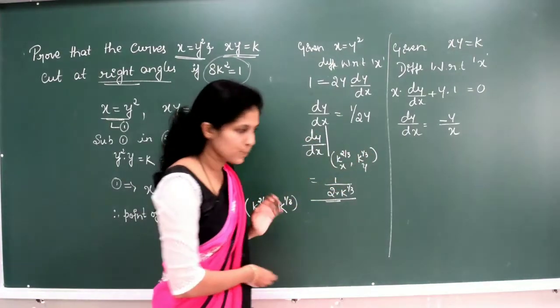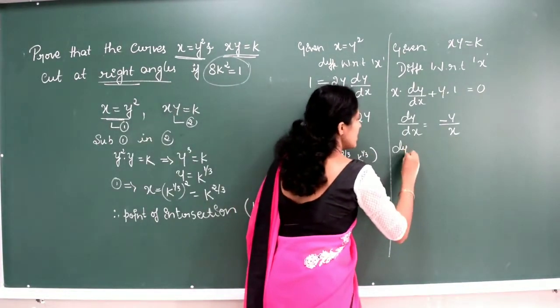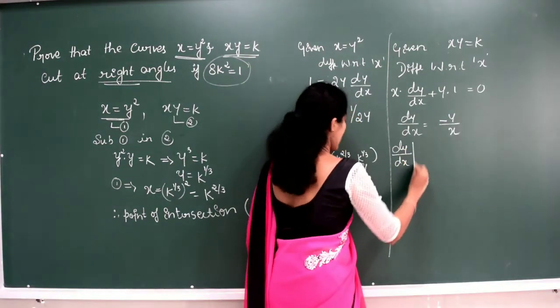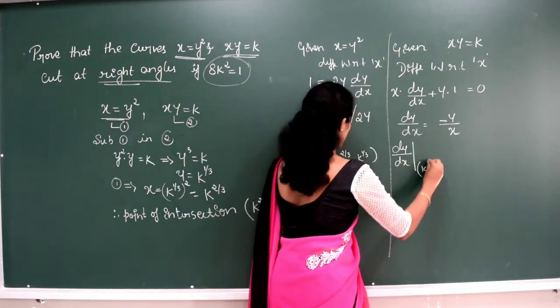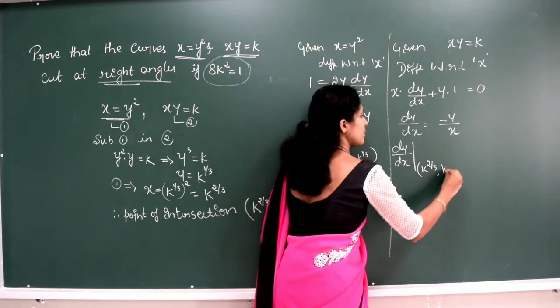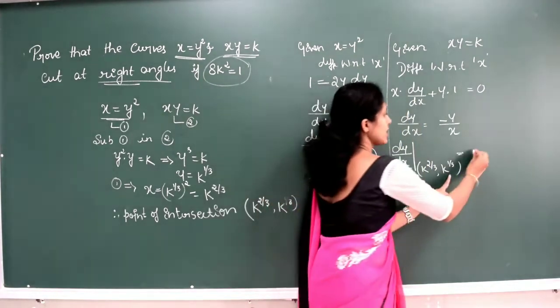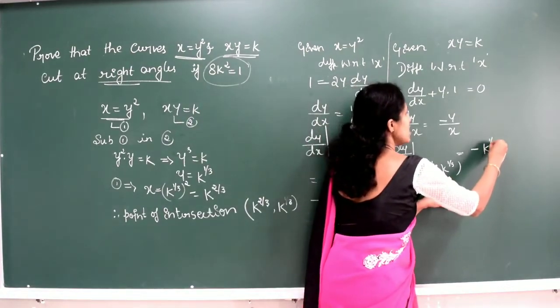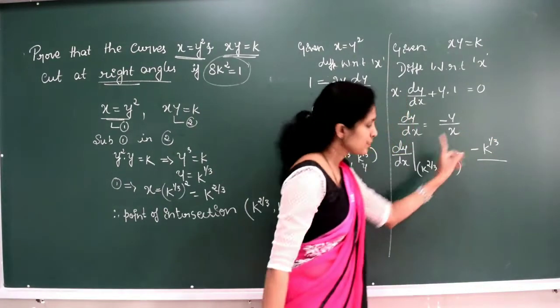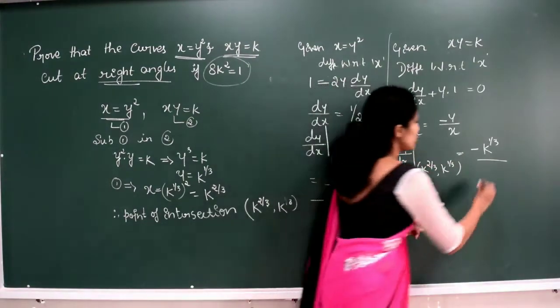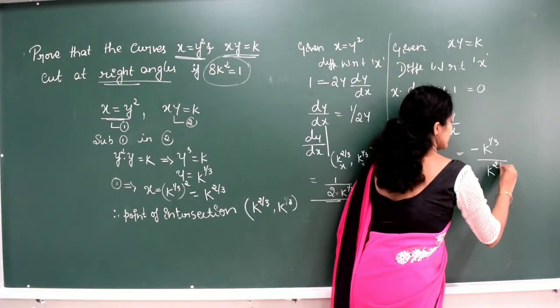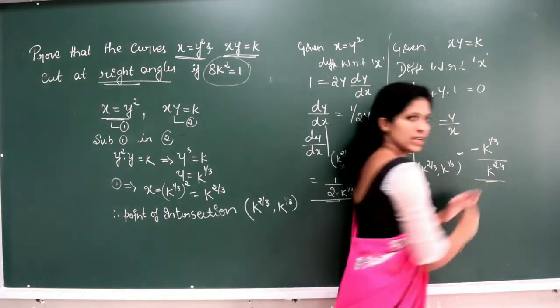Now we will substitute this point into dy by dx at the point (k^(2/3), k^(1/3)). So this is equal to minus 1. Y is k to the power 1 by 3, so k to the power 1 by 3 divided by x, which is k to the power 2 by 3. Clear? So we got two slopes, and we can simplify this.